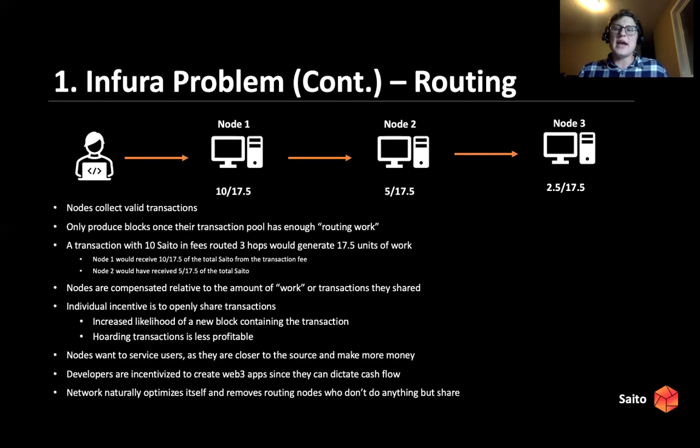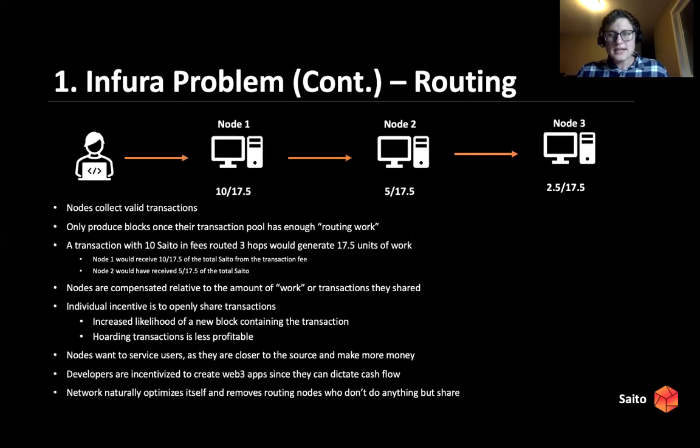If we look at the diagram above, we can see that a user is creating a transaction. First it goes to node 1, who gets 10 points for the transaction. Then it keeps halving as it goes from hop to hop. So node 2 gets 5, node 3 gets 2.5, and if there was a node 4, we'd see 1.25. As it gets shared more and more throughout the network, the transaction gets less valuable in and of itself. But in order to post a block, you need to meet a certain threshold of routing work points.